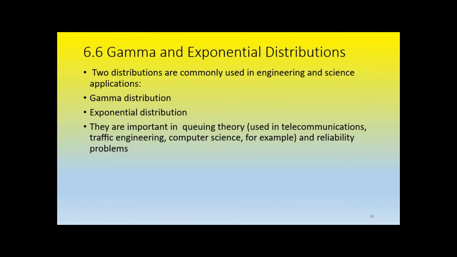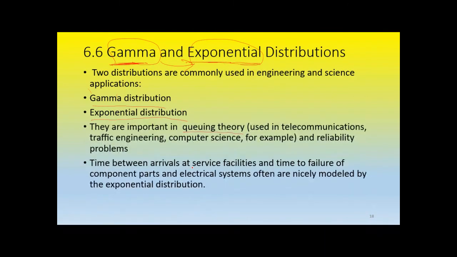And more general is gamma. Particular case is exponential. When you particularize gamma distribution, it becomes exponential. So you don't need to separately study exponential. The formula of gamma will give the formula of exponential. Where they are important: queuing theory, very important. Queuing theory is used in telecommunications, traffic engineering, computer science, reliability engineering. We will have some examples. So the two distributions that we are going to study here are gamma distribution and exponential distribution.